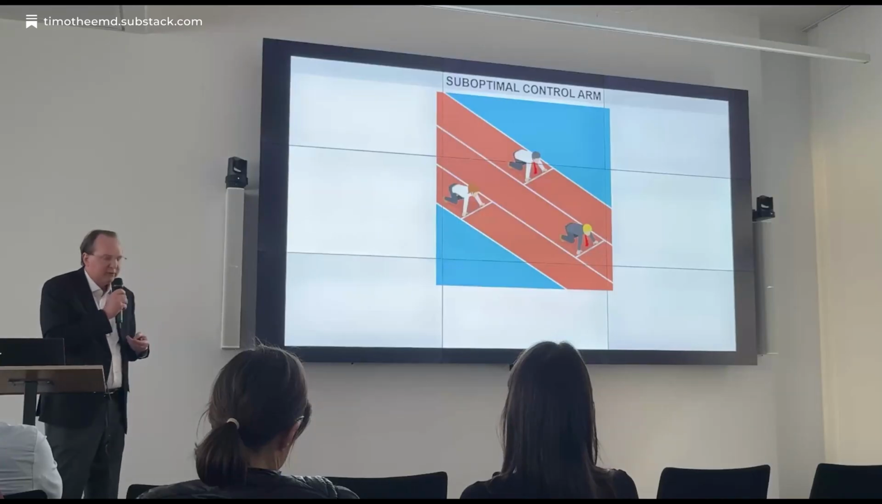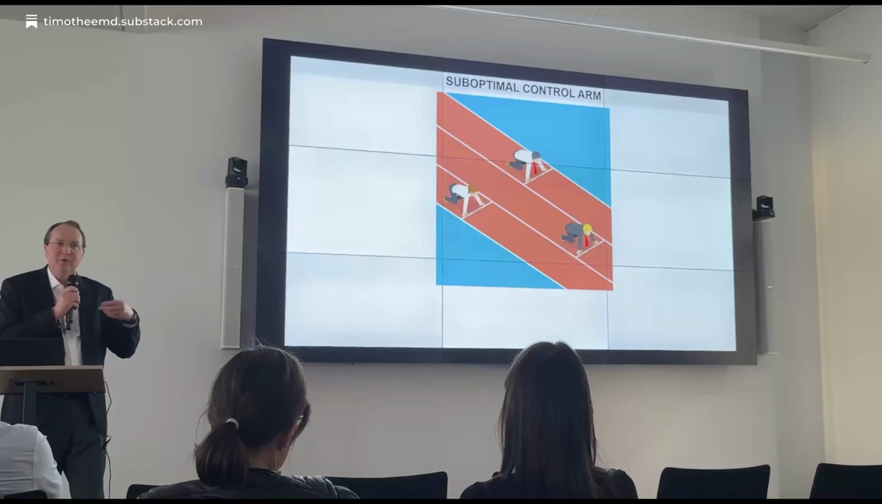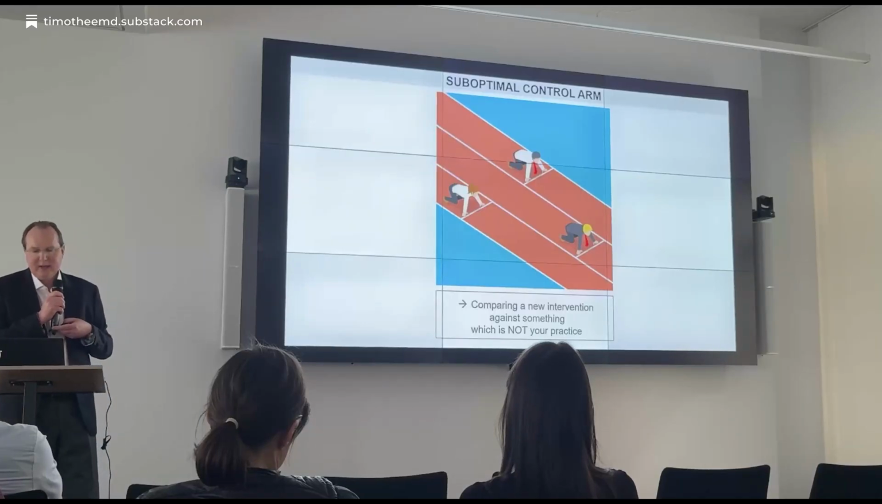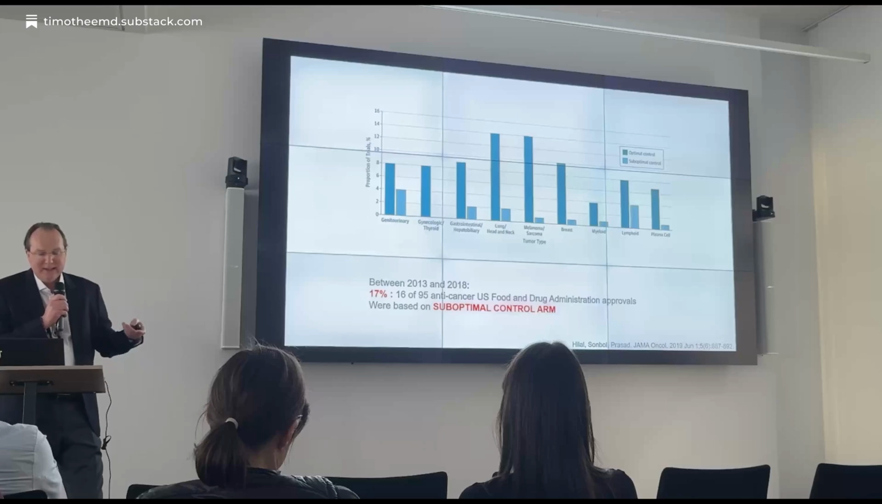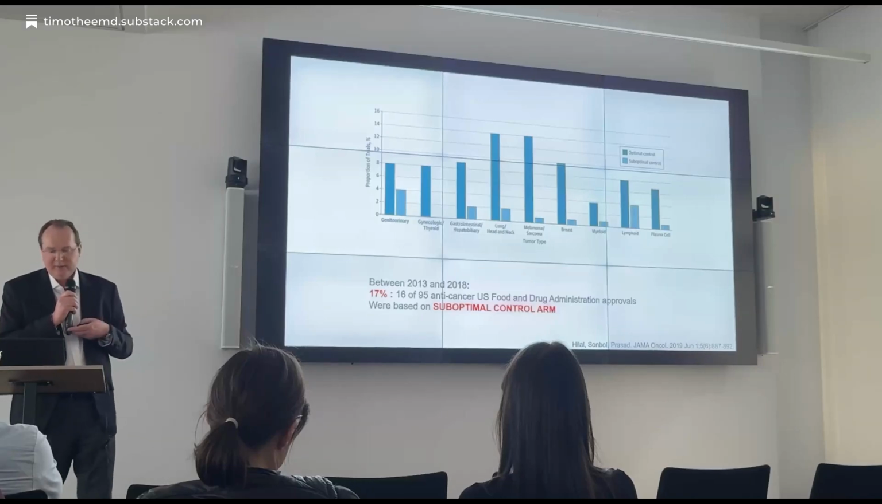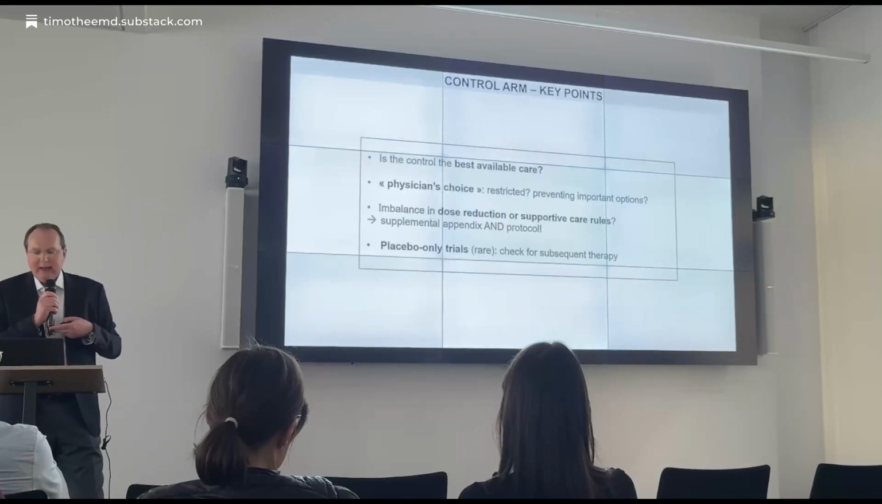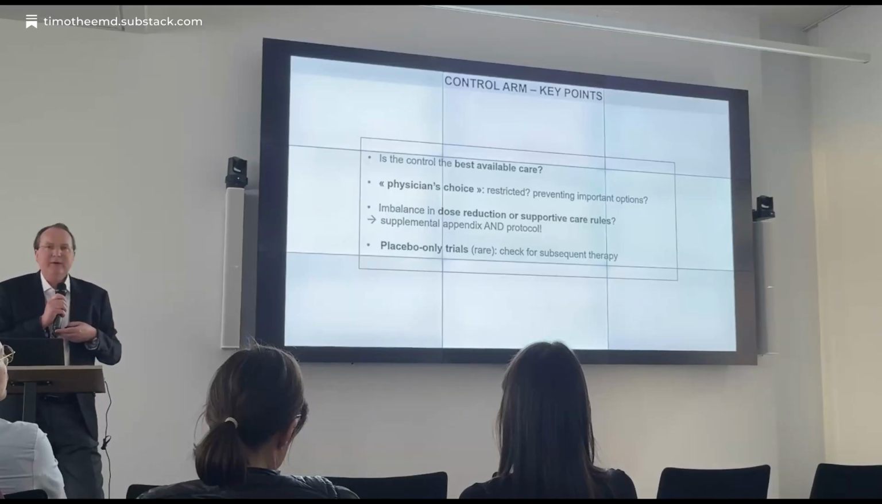To conclude about the control arm, I think this is really this image. You have a race, you have a winner, but there were rules favoring the winner, so you don't know if the race would have been won without those rules. So it's not so rare. In this work by Talalila and colleagues, they found that almost 17% of trials used for approvals were using a suboptimal control arm. And these are my key points. I won't get into that, but these are really the points to check when you assess a control arm.